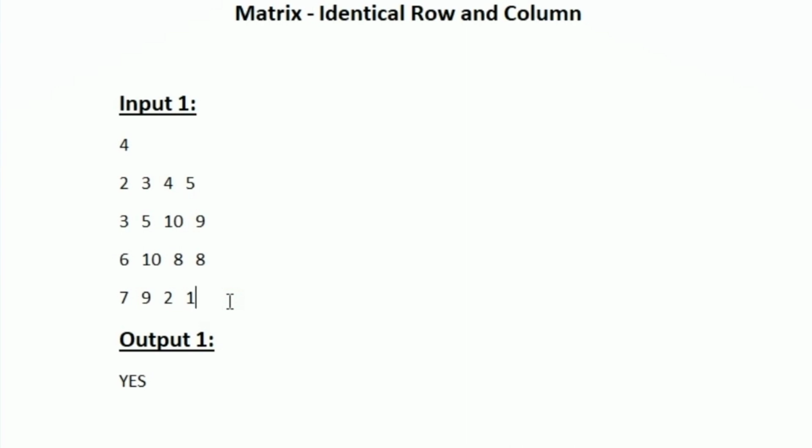If any row and column is identical, then we have to print yes as our output, else we have to print no. So for this particular input matrix, let us check whether a row and column is identical or not. So here in this input matrix, we can see that the second row and second column are identical. So the second row is 3, 5, 10, 9, and the second column is also 3, 5, 10, 9. So both the row and column are identical.